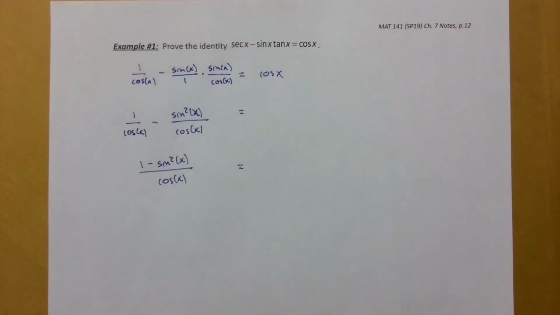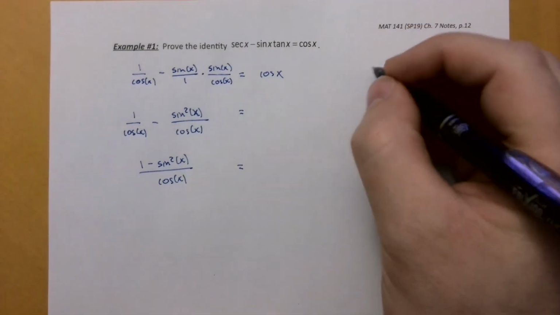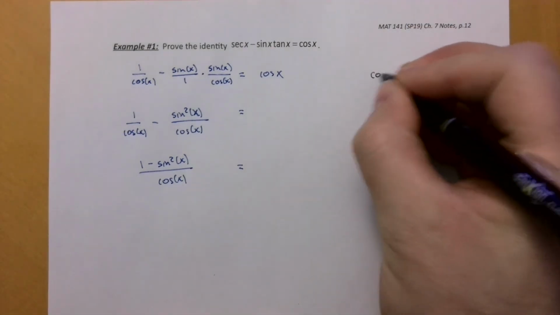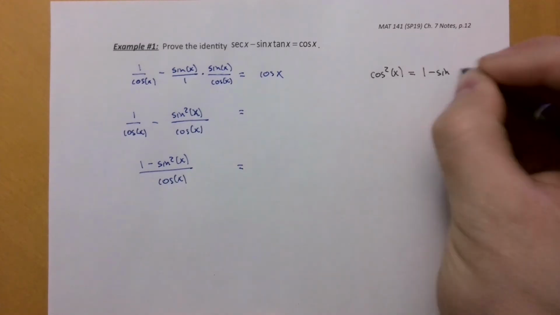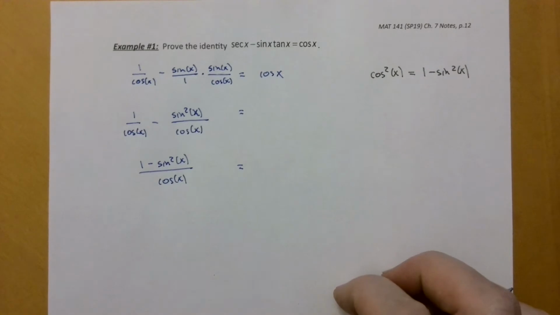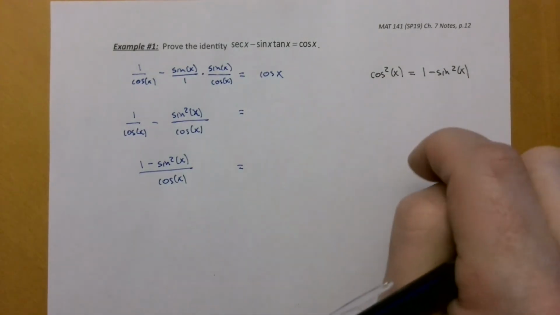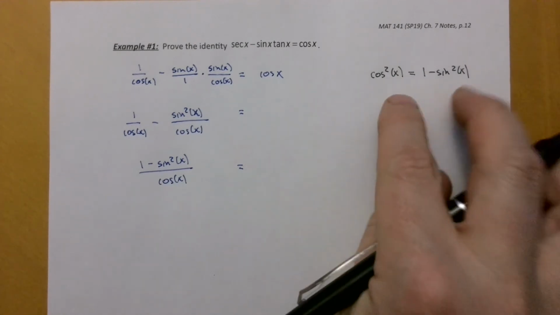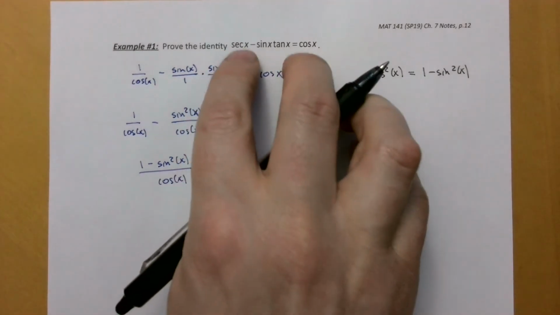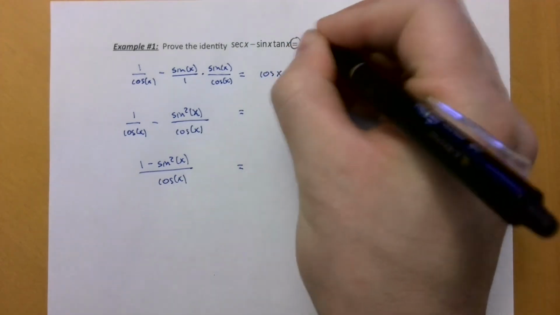And then you may recall, I believe it was back in 7.2 or 7.3, we noted that cosine squared x is equal to 1 minus sine squared x. That's just taking that Pythagorean identity and solving it. Now, we can take identities that have already been proven and move things to the left and right of the equation because we know it's true. We can't do that here. For instance, I can't subtract secant x from both sides of the equation because we're trying to prove that this is true.